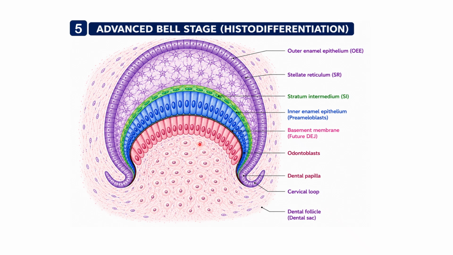So coming to the next stage, that is the advanced bell stage. In this stage, we can see histodifferentiation, that is there is cell specialization. Cells of the inner enamel epithelium are going to develop into ameloblasts, and cells of the dental papilla are going to develop into odontoblasts. And the cervical loop is the rim where the outer enamel epithelial cells unite with the inner enamel epithelial cells.